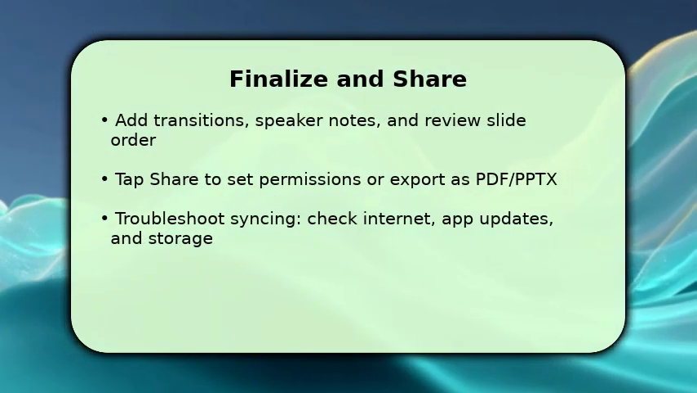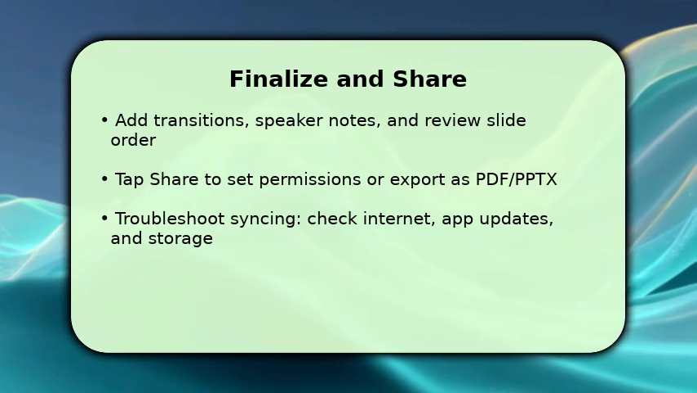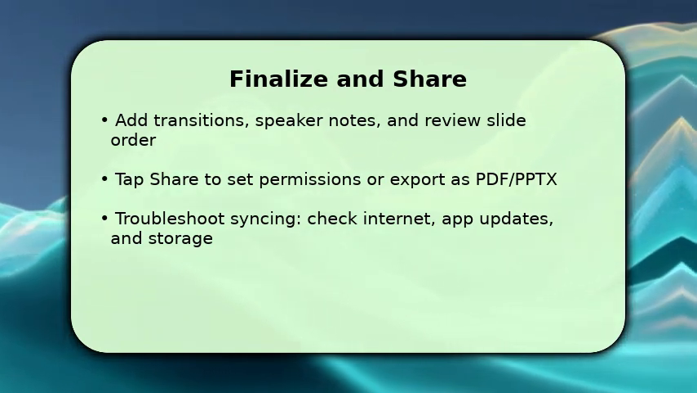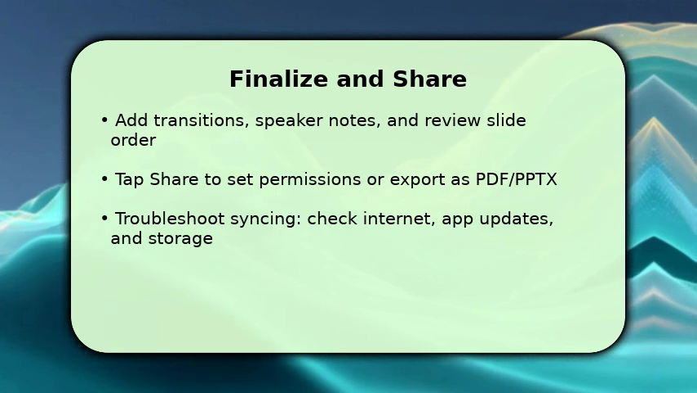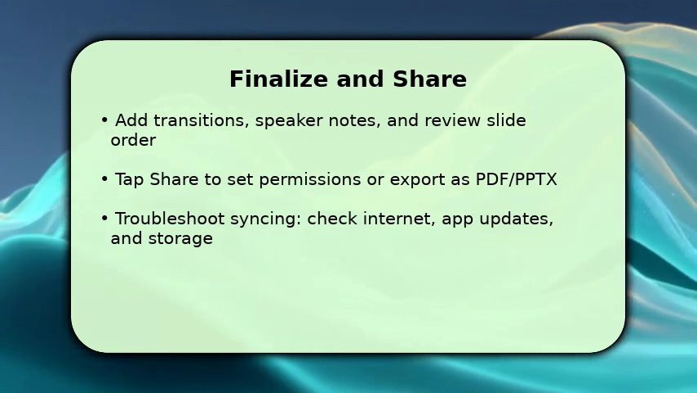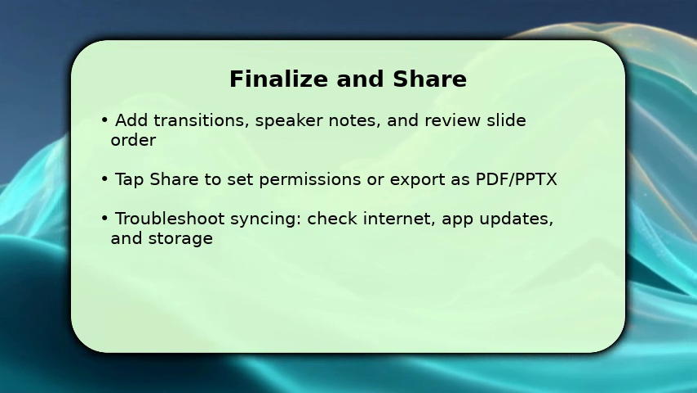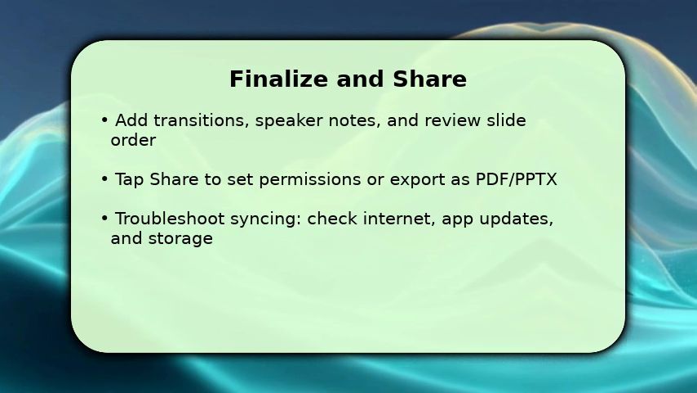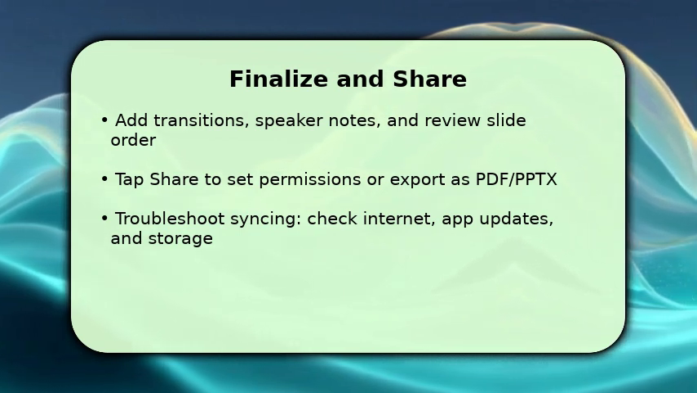Finish by adding slide transitions and speaker notes. These help during presentation and rehearsal. Once your sequence looks good, tap the three-dot menu to export as PDF or PPTX, or hit Share to grant view or edit access. Use link settings for broad or restricted sharing. Make sure to review slide order in the film strip and run a quick present mode test.